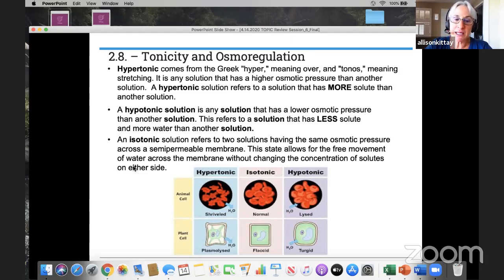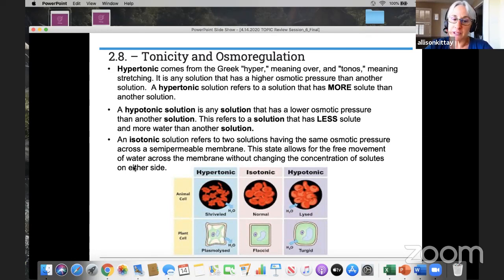So if we placed an animal cell in a hypertonic solution, the hypertonic solution will cause the animal cells to lose water because they have less solute, more water than the hypertonic solution. So the water will leave the animal cell, where there's more water, for the hypertonic solution, where there's less water, and the cells will shrivel. Another term for that is crenate.